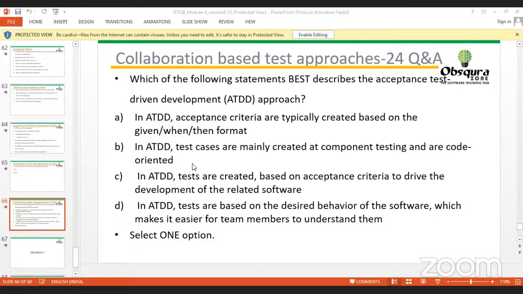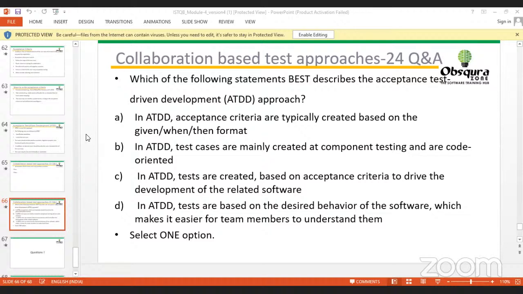Yes, C is the correct answer. Yes, in ATDD, tests are created based on the acceptance criteria to drive the development of the related software. So that is the correct answer. So C is the correct answer. Did everyone get this right? Is it clear? So is this topic clear to everyone?